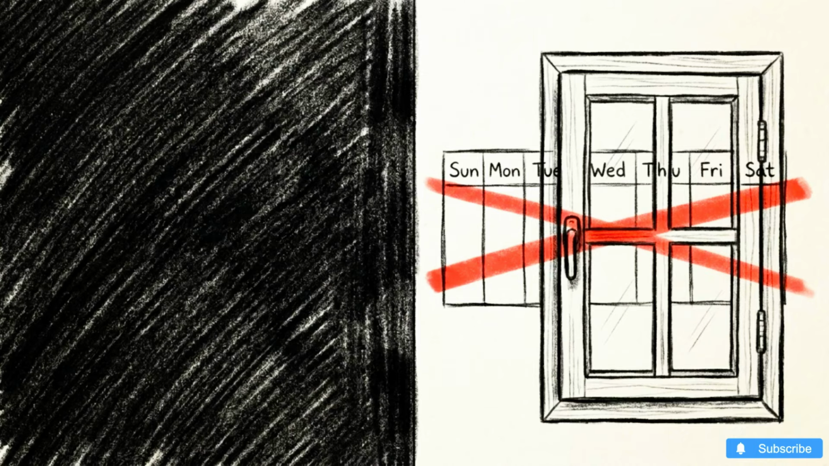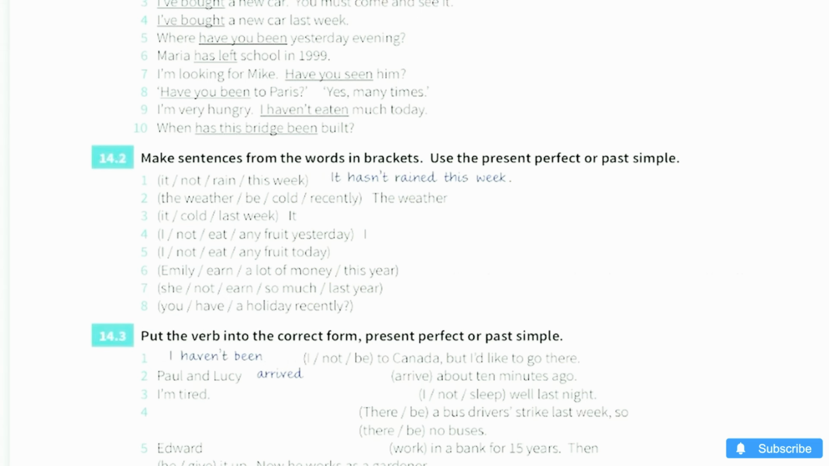We see this play out in exercise 14.2, question 1, which asks about the rain. The handwritten answer correctly states, "It hasn't rained this week." Because the week is currently ongoing, the possibility for rain is still technically open. But drop down to question 3. The time window shifts to last week. That period is completely closed, so the answer must be the past simple: "It was cold last week."